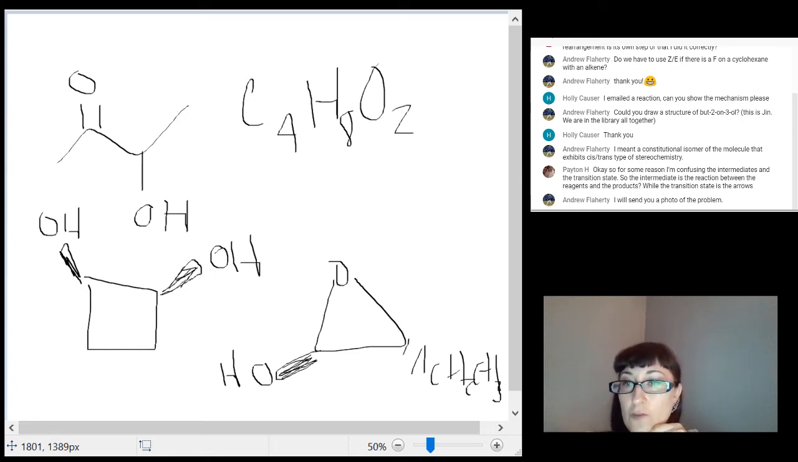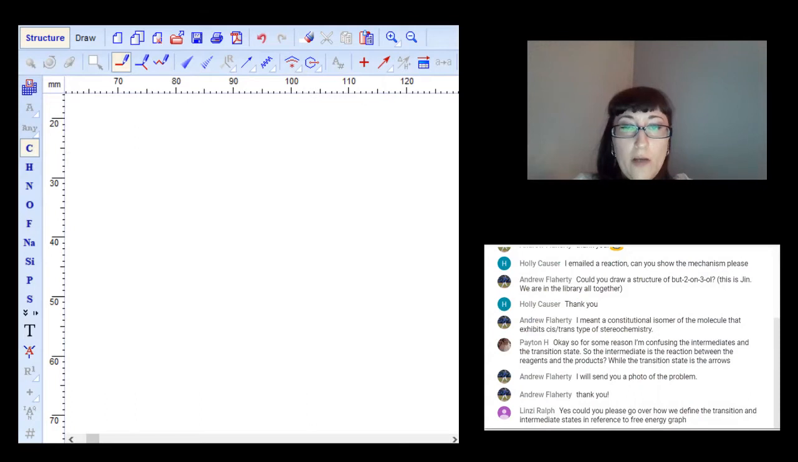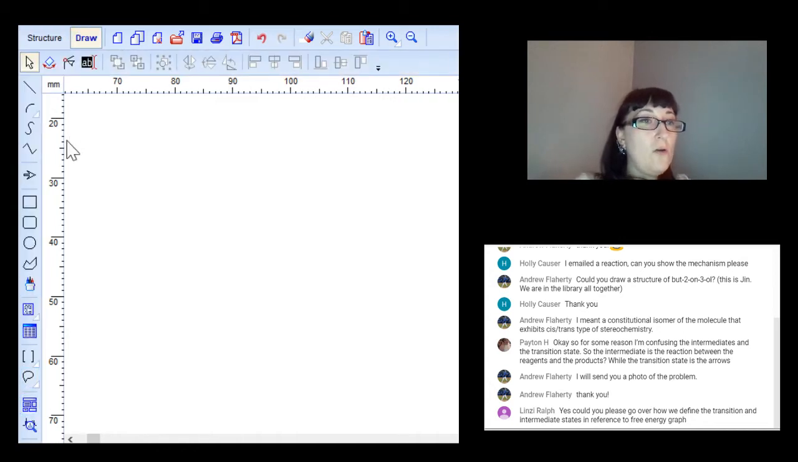And Peyton, confusing intermediates and transition states. The intermediate is the reaction? No. The arrows that you're showing are the mechanism, meaning the physical way that something is happening. Let me put back on ChemSketch. If you guys notice, there is a thing on D2L that is answering that exact question. So go on there definitely and check it out.